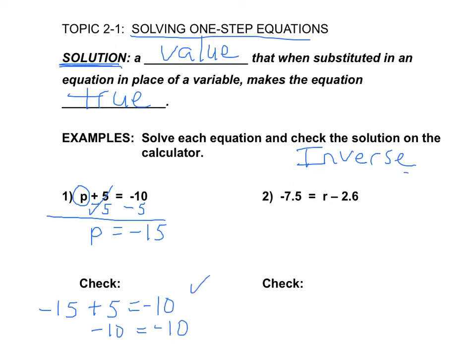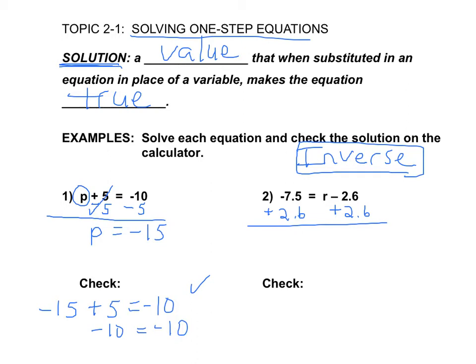Again, we're going to do inverse operations to both sides of the equation. And we're solving for r. So write this problem down. If you look on the right, you're subtracting 2.6 from r. So in order to solve this, we're going to do the opposite of subtracting 2.6, and we're going to add 2.6 to both sides. So I'm adding 2.6 to both sides of the equation.